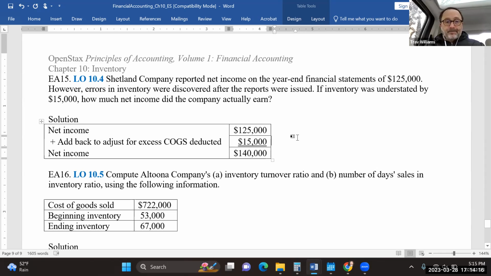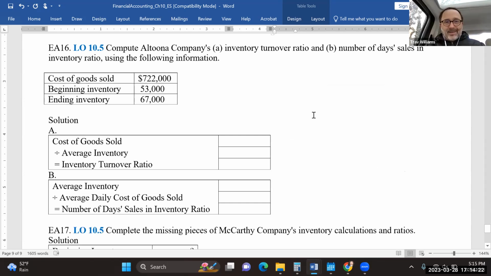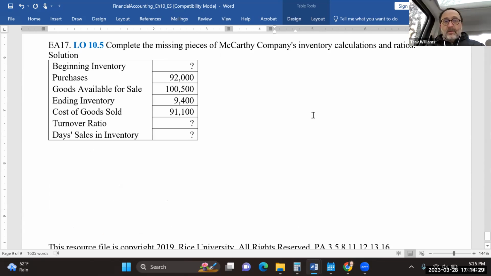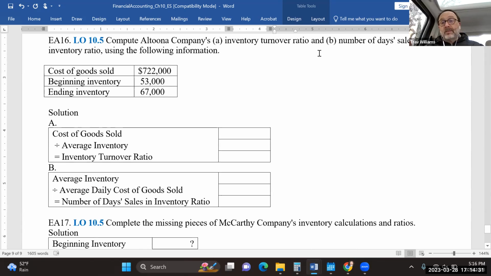And then our last, oh gosh, they're 18? No, they're 17. My gosh, okay. All right, exercise number 16. Here we're doing an inventory turnover ratio. This is kind of like the accounts receivable turnover ratio we did last time.